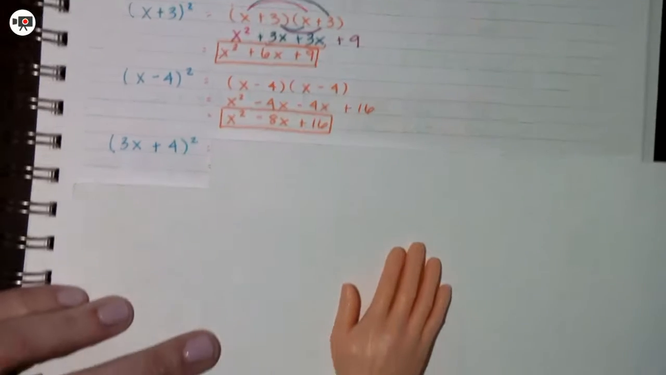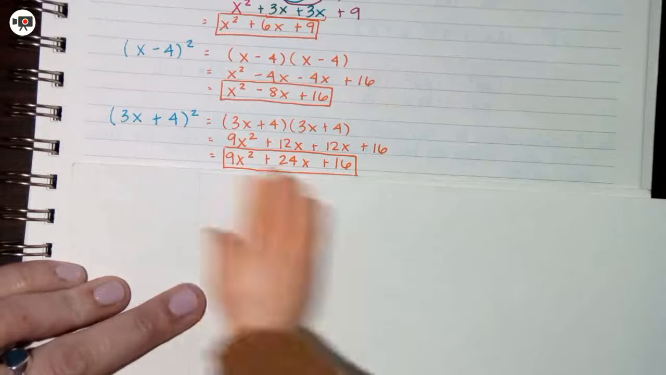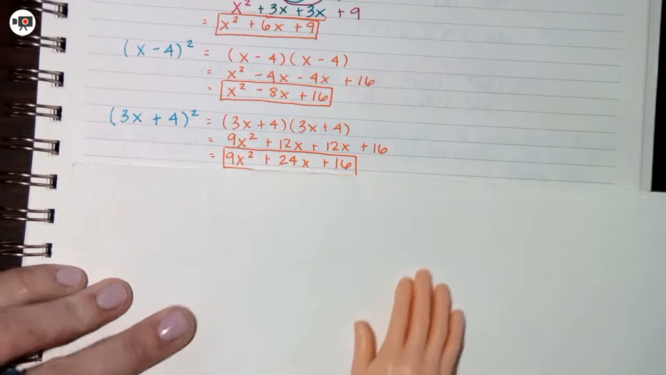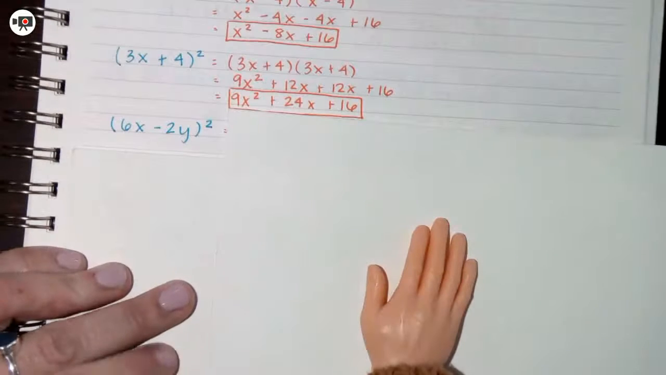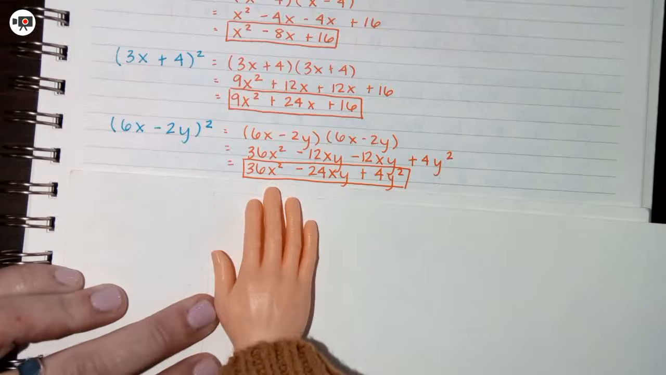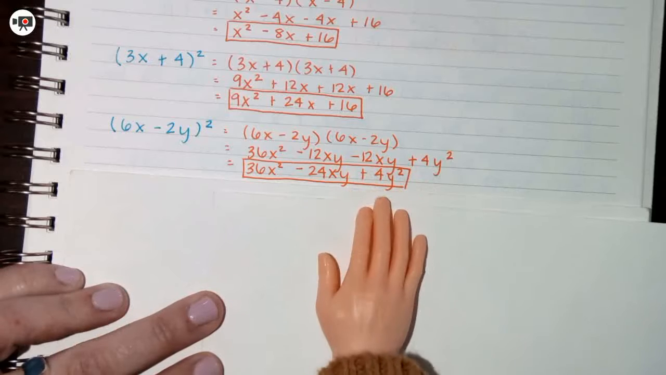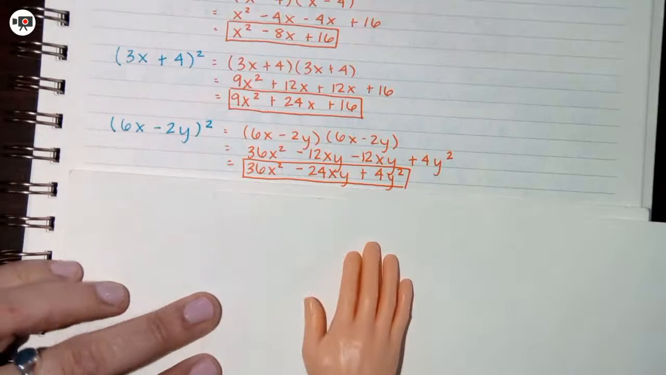Here's another example. This one shows what's going to happen when there's a coefficient in front. So that would be 9x squared plus 24x plus 16. Here I have 2 different variables, and so that's going to be 36x squared minus 24xy plus 4y squared. It's okay to leave this y squared at the end in this form.